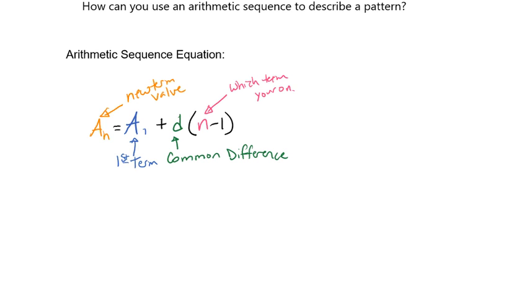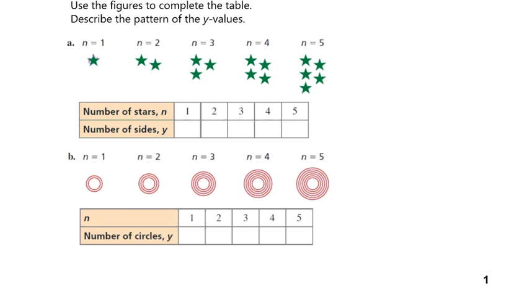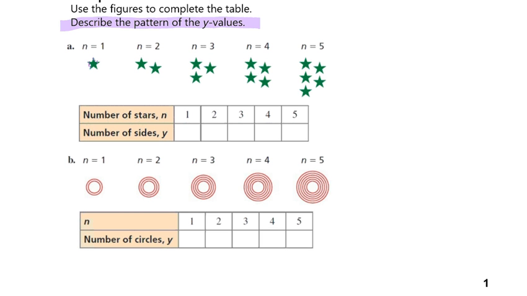Let's look at an example. Here we have some patterns with some shapes, and we're going to make some tables, and then we're going to describe the pattern from the y values there. Here we have stars. If we take a look at our first star, first term, there's one star there, which has 5 points, but each point has 2 sides. So here we have 10 side lengths.